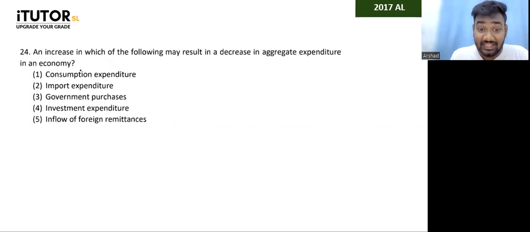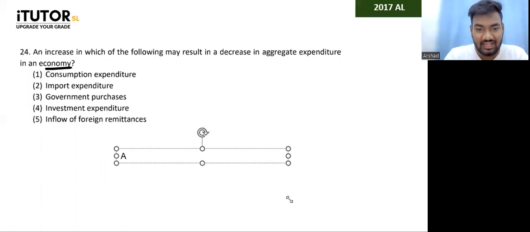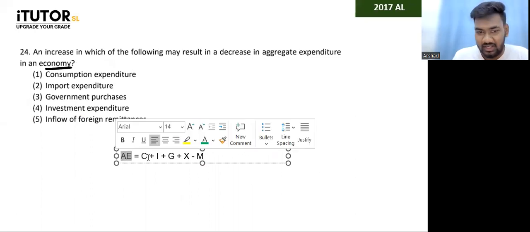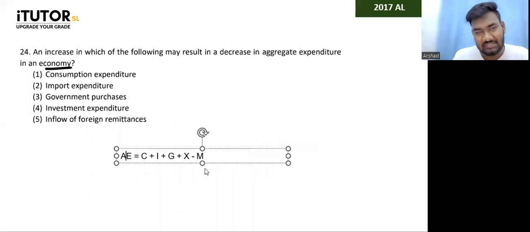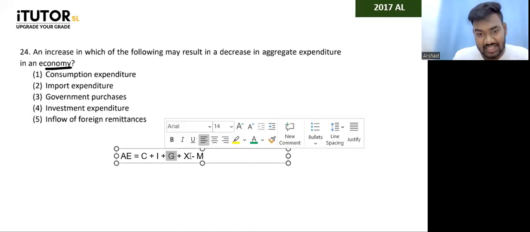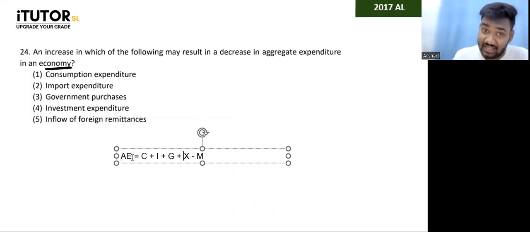An increase in which of the following may result in a decrease in aggregate expenditure in an economy? This is ideally unit number 6, but never mind. Since it's here, we'll discuss. So aggregate expenditure is the addition of consumption, investment, government spending, exports minus imports. If consumption increases, aggregate expenditure increases. Investment increases, AD increases. Government spending increases, aggregate expenditure increases. Exports increase, aggregate expenditure increases.